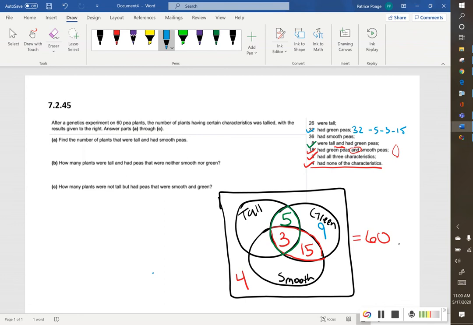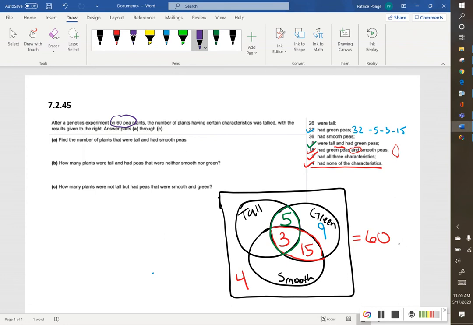So the only 2 we have left are the smooth peas, which is that whole circle, and the tall peas, which is that whole circle. And we can't do either one of those. So here's my big hint to you. If you get down to where you're stuck and you feel like you can't do something, think about what else you know. Think about what else you know. We know there are a total of 60. Like this whole thing adds up to 60.